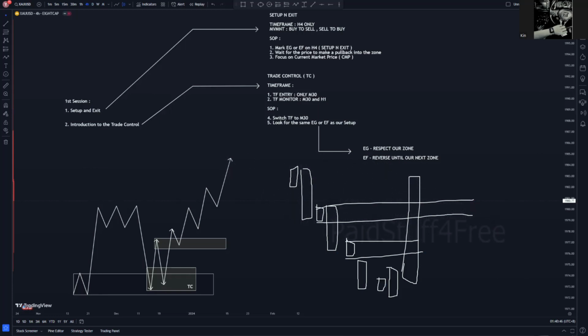So which zone are we going to use for entry? That is your question, right? Which zone are we going to use for us to enter? Is it this one or is it this one? That was your question.